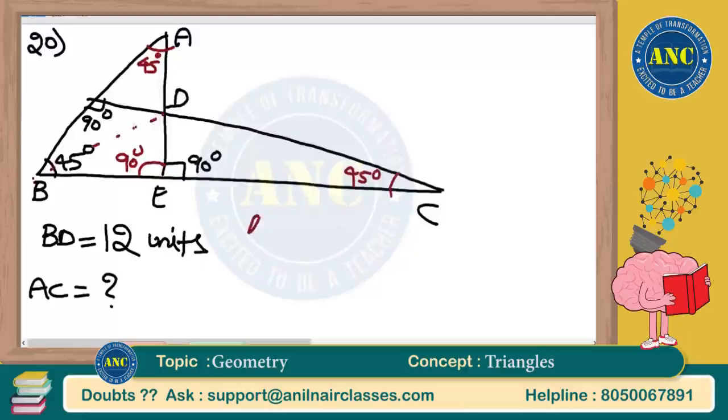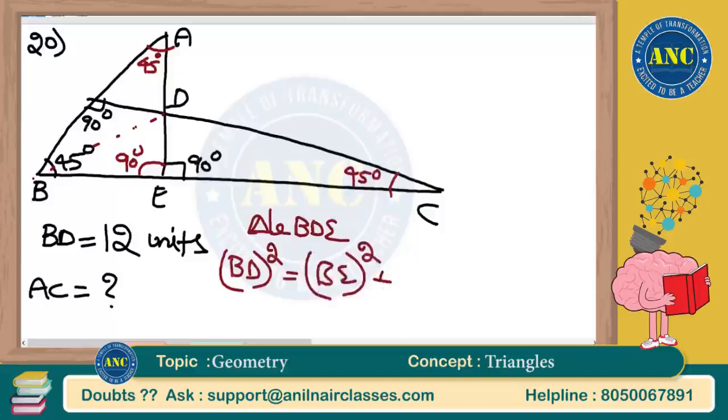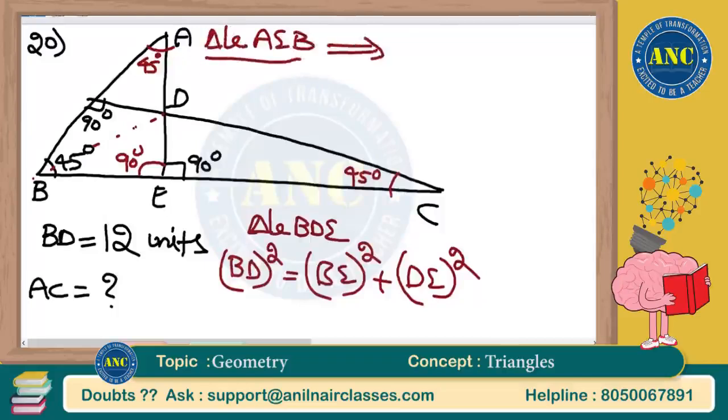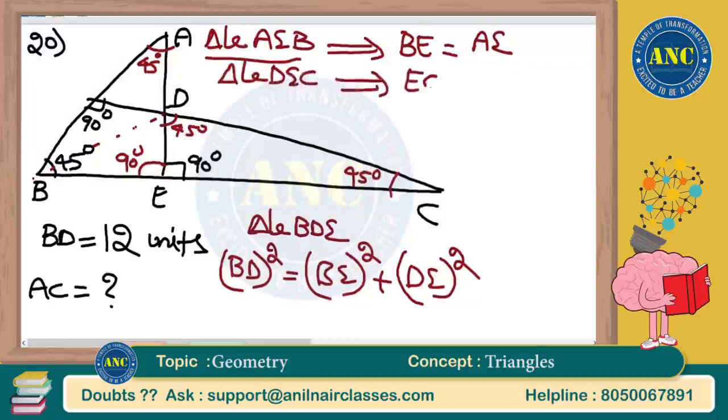If I join BD in triangle BDE, BD square is nothing but BE square plus DE square. But if you observe in triangle AEB, 45 opposite is BE, 45 opposite is AE. Similarly, 90, 45, this will also be 45. Similarly, in triangle DEC, 45 opposite is EC, 45 opposite is DE.